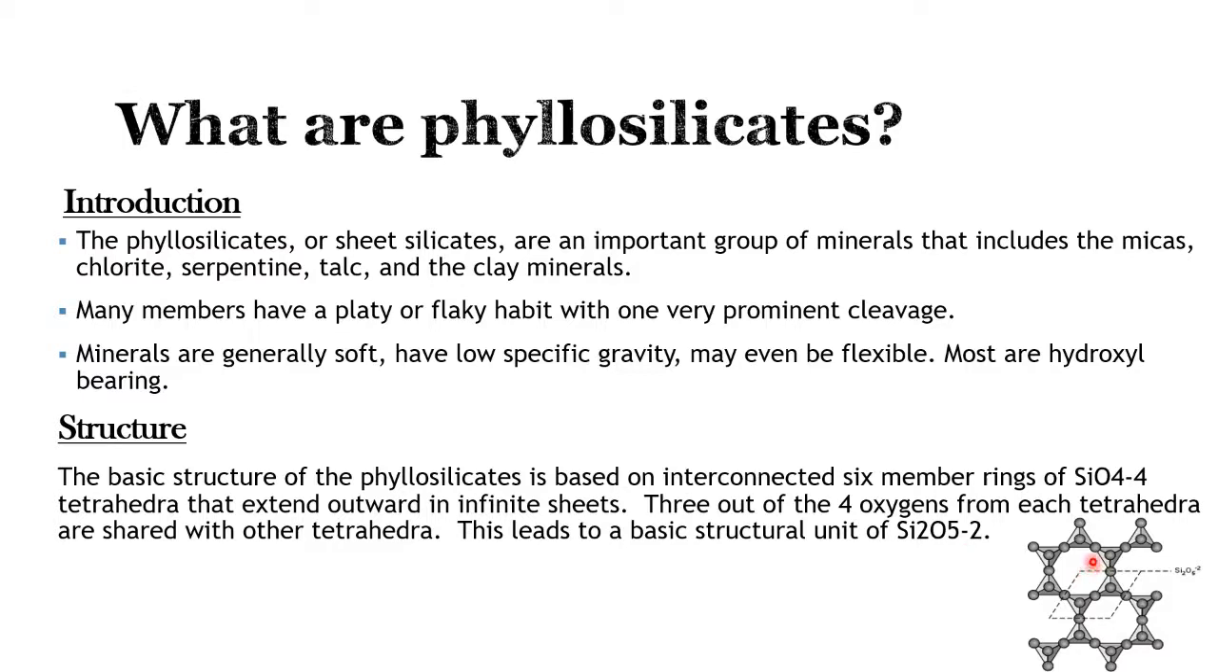Let me tell you how. This one is shared, the second one is also shared, the third one is also shared, the fourth one is also shared, and the fifth one is also shared. These two are free. They are not shared with any other tetrahedron. So here comes the formula.